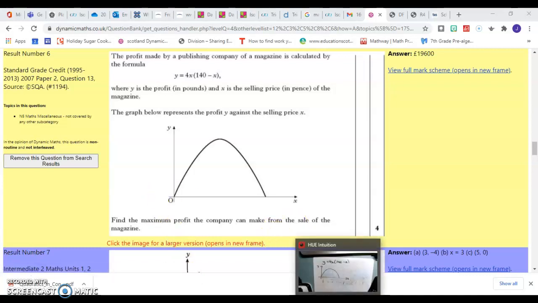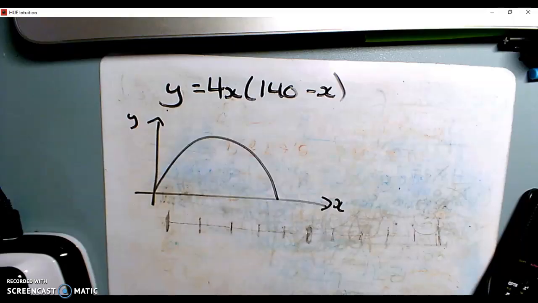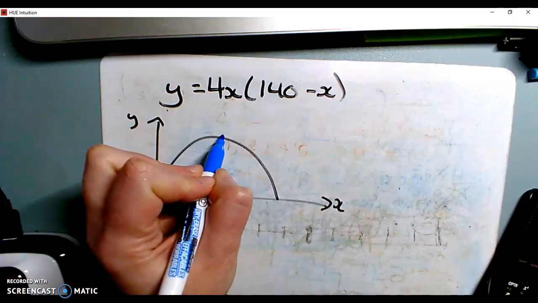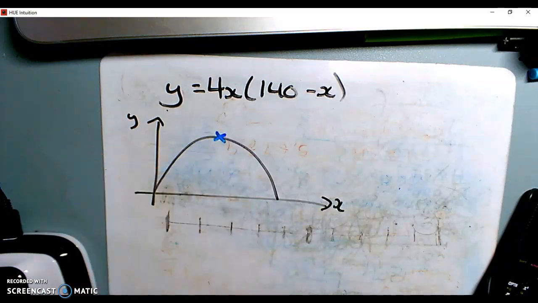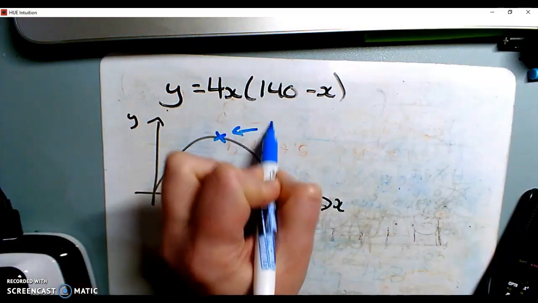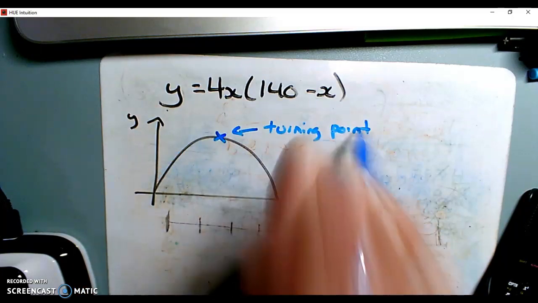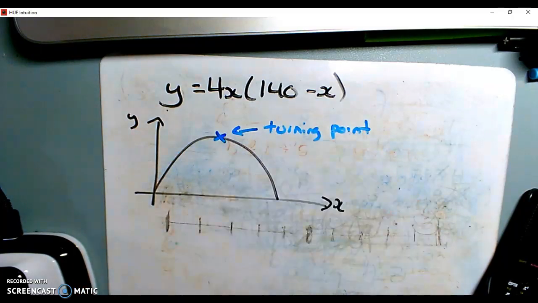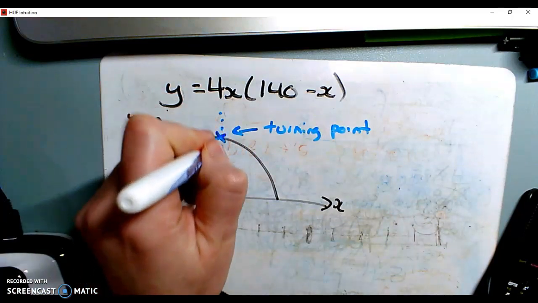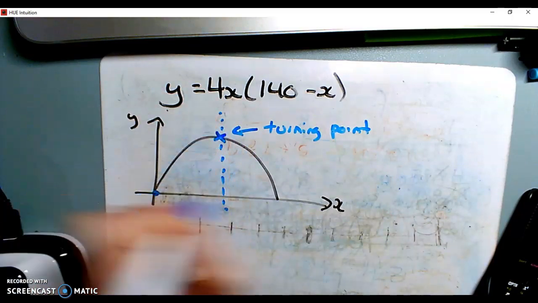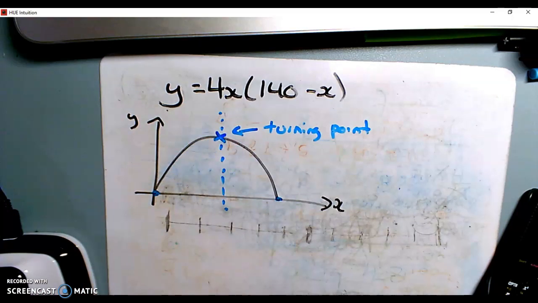We want to find the maximum profit of the company. So the concept still exists that I want the turning point. So I want that point there, my turning point. But we also know the turning point is directly in the middle of our intercepts, right? We know this is symmetrical.